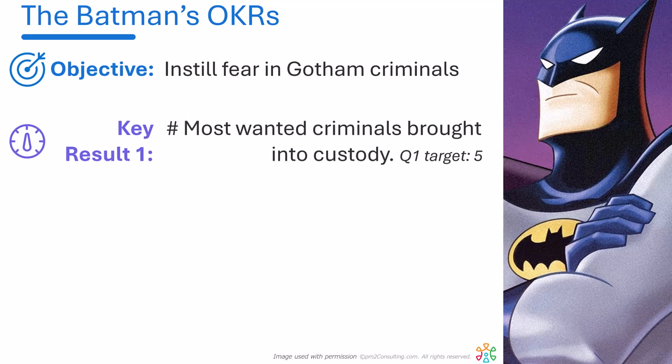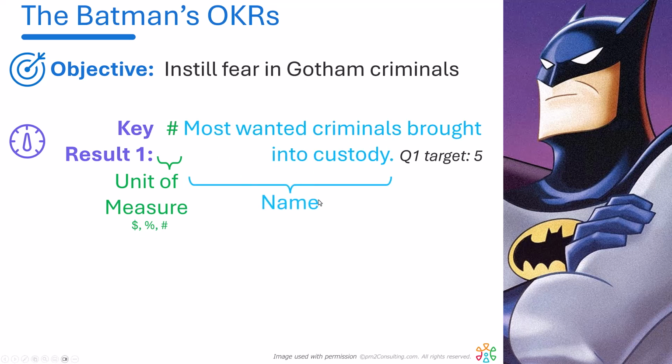The key result, so in this example, is the number of most wanted criminals brought into custody, and the Q1 target is 5. Again, keep it simple. Always start off with a unit of measure symbol: $, percentage, etc. That forces you to make sure that the key result you name is clear. So now it's absolutely certain what it is I'm going to measure.